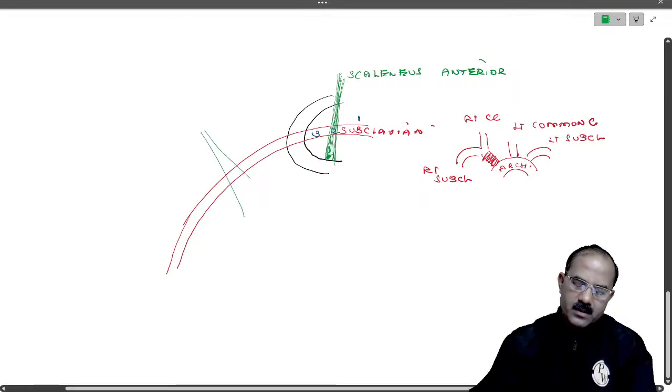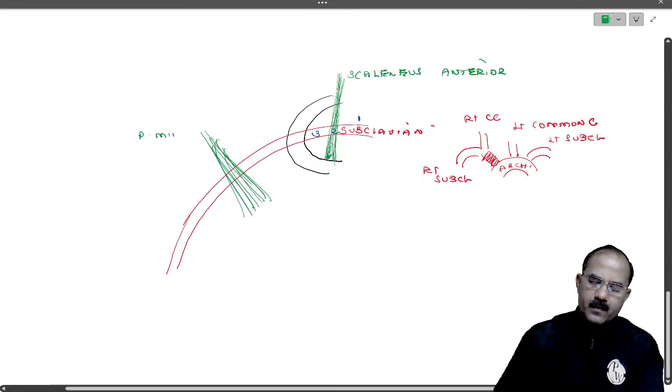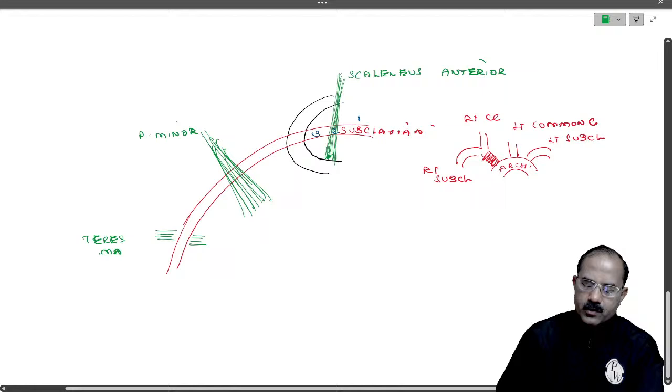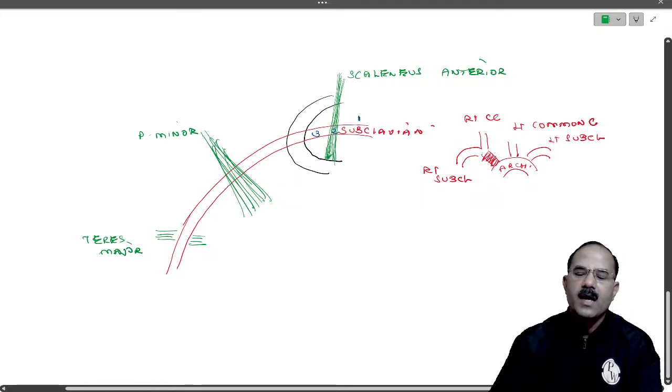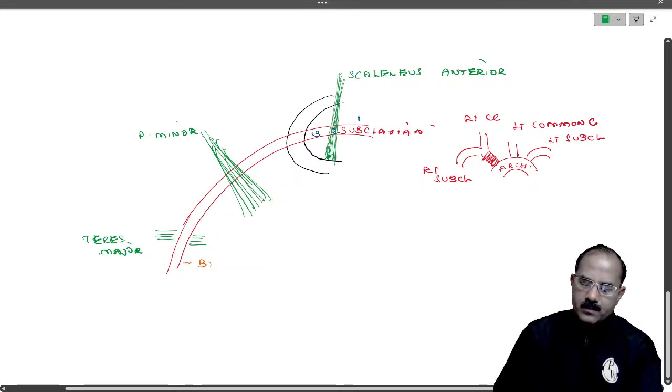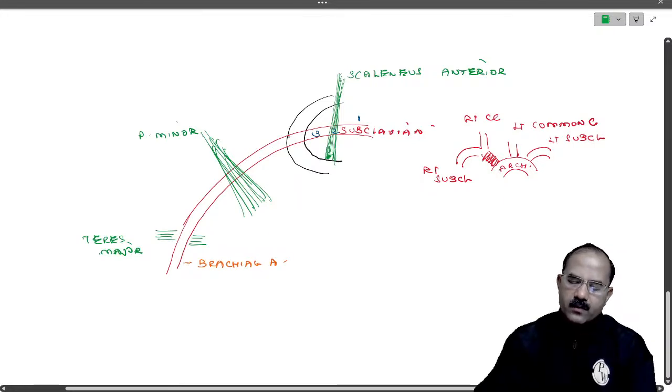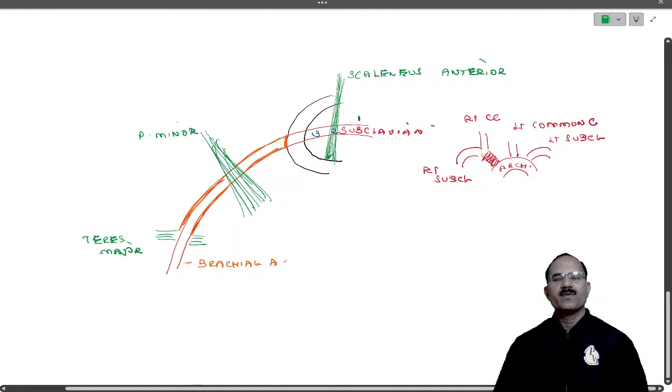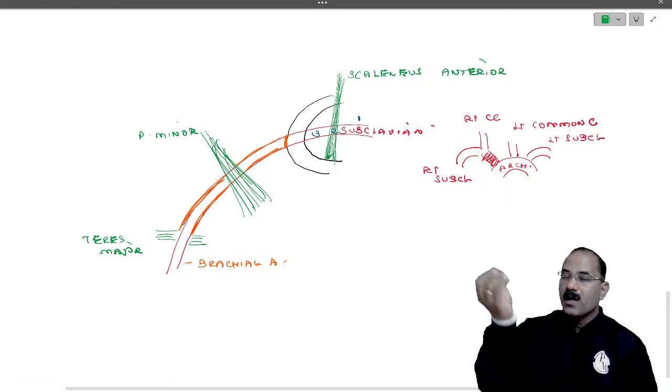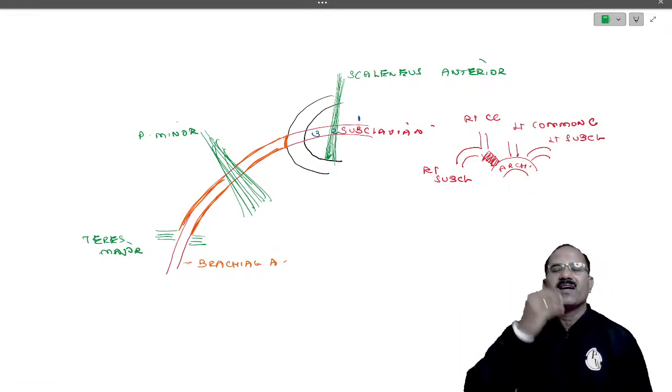What is this muscle here? That's the pectoralis minor. And this muscle is the teres major. What is this artery, बच्चों? What is this artery now? This becomes the brachial artery, है ना? ये बन गया brachial artery. What is this now? From here till here. What is this now? That's the axillary artery. अब axillary artery is a continuation of the subclavian artery, बराबर?